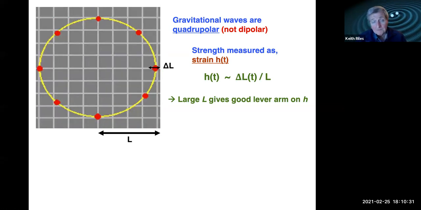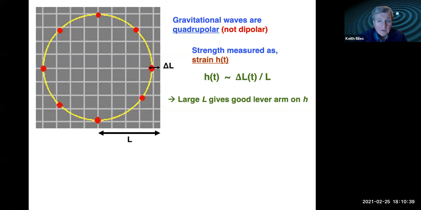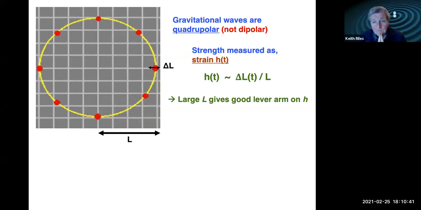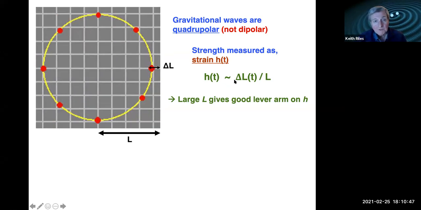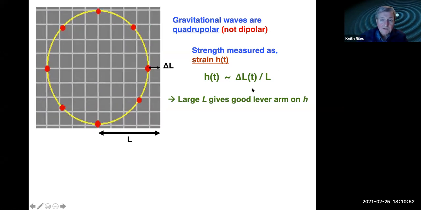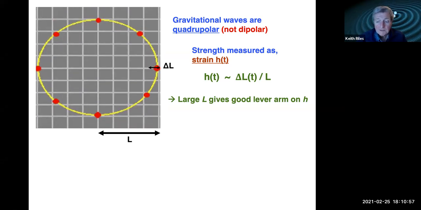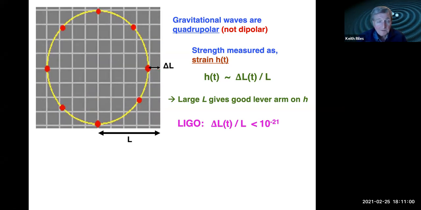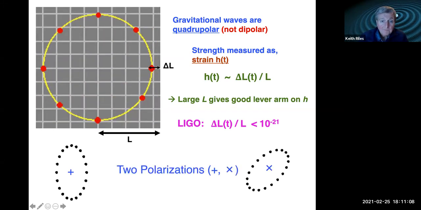And the idea, if you're trying to measure this h of t, it's really the amplitude of h that tells us about astronomical objects producing the radiation. If you want to get good precision on h of t, and you have a fixed precision on delta L, the precision with which you can measure the change of distance between objects, then it pays to have a very large value of L in your denominator. It gives you a good lever arm on h. And in the case of the LIGO interferometers, L is about 4 kilometers, which gives one a delta L over L at a level of 10 to the minus 21. Actually better than that now.